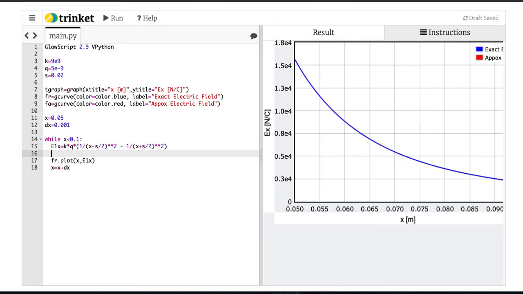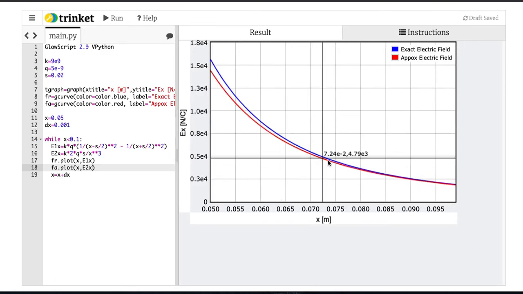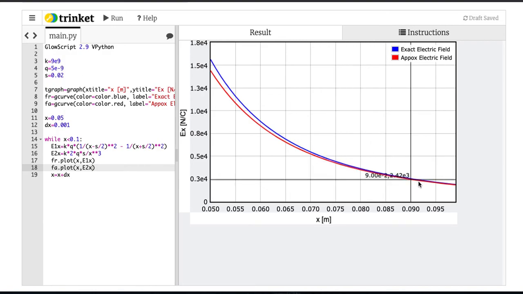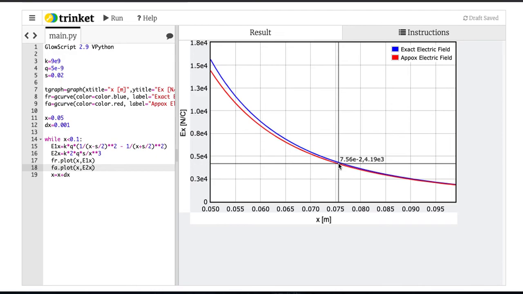Now let's calculate the approximate value. So E2x is going to be equal to my equation, which is k times 2 times q times s divided by x cubed. And let's plot that: fa.plot x, E2x. Excellent. Check that out. I'm pretty happy. So this works. You see here that at around 0.075 meters away, the two expressions are pretty much the same, and that's good.